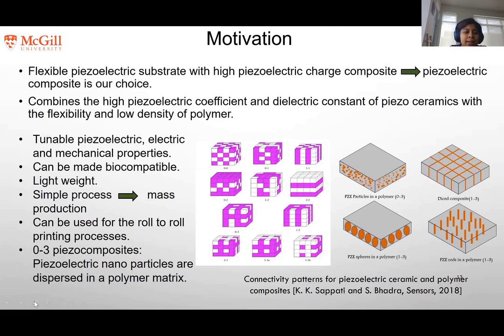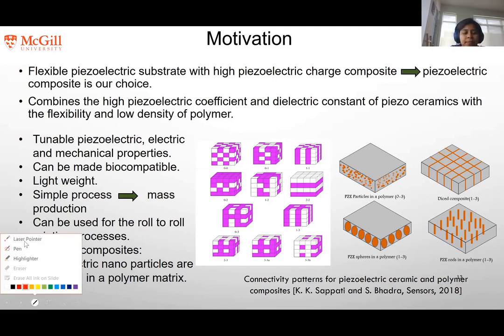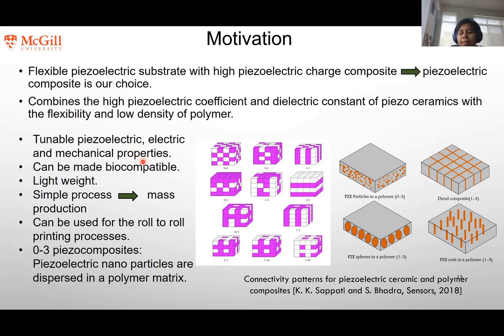They can be made biocompatible by choosing the right polymer, unlike piezoelectric ceramics. And then we can make them with very simple processes, so they are pretty good for mass production. And then these composites are very flexible, so they can be used for roll-to-roll printing processes.